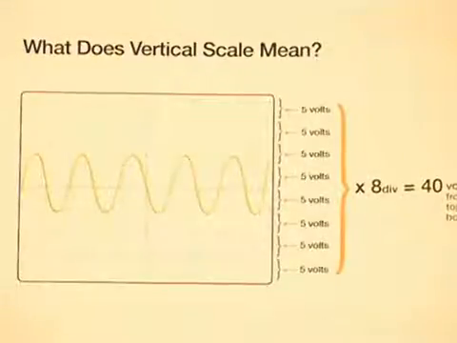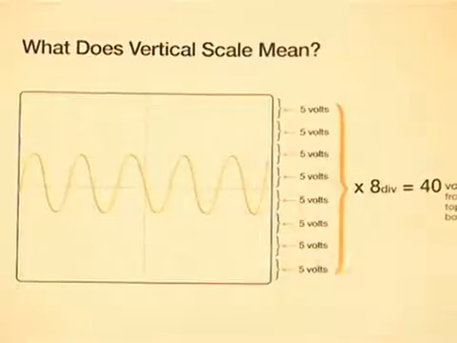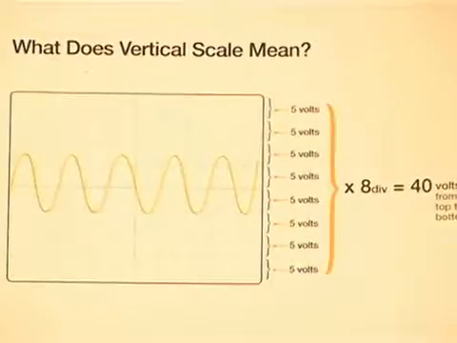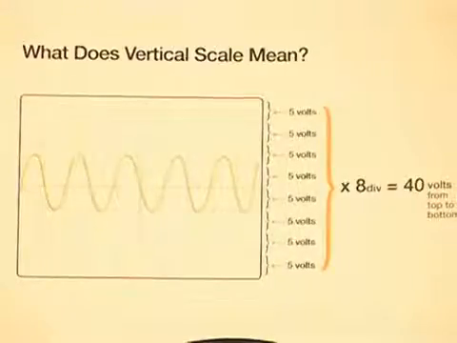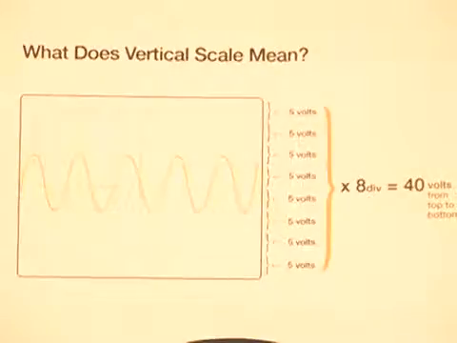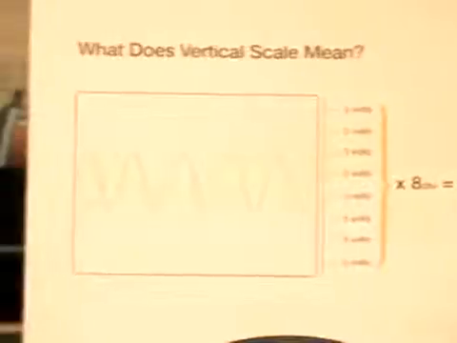So this particular model of scope has 8 vertical divisions. Most of our scopes have 10. But if you have 8, and if you happen to have it set to 5 volts per division, you could fit a 40-volt peak-to-peak sine wave on screen. Can we take a look at that on the oscilloscope? Good idea. Let's do that.